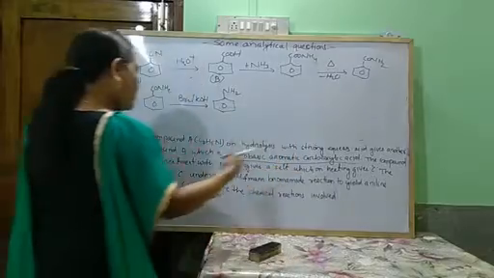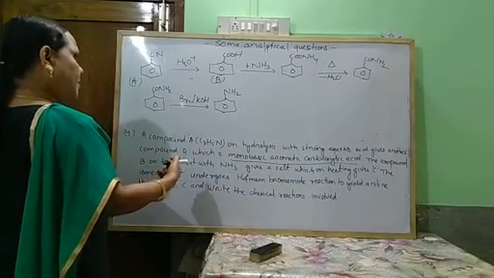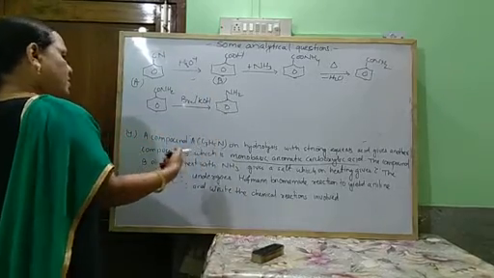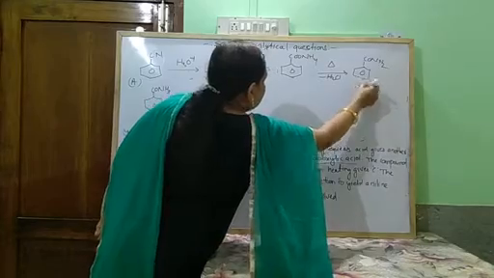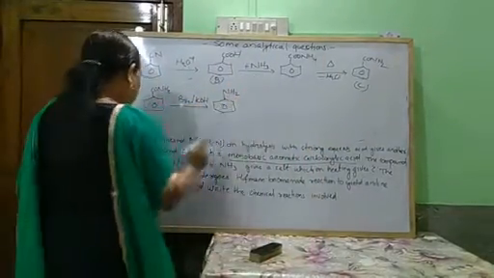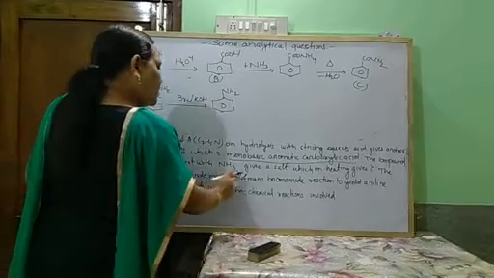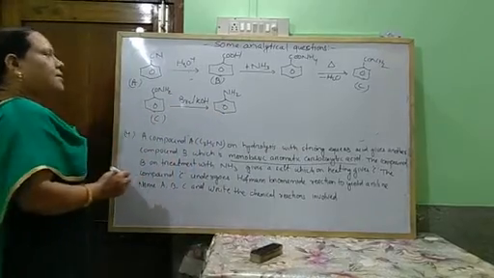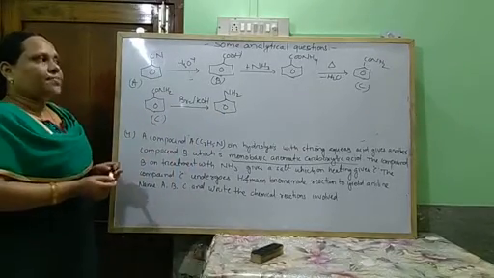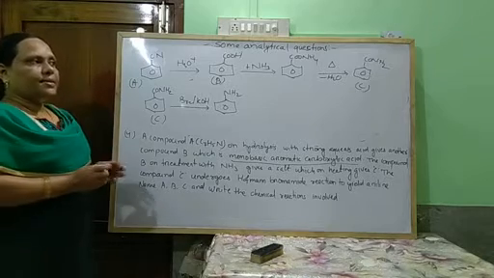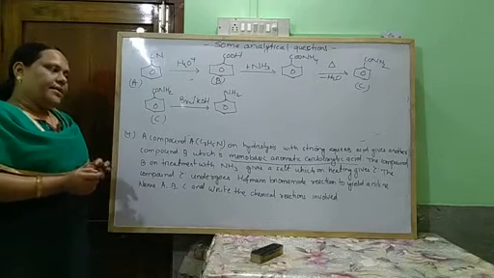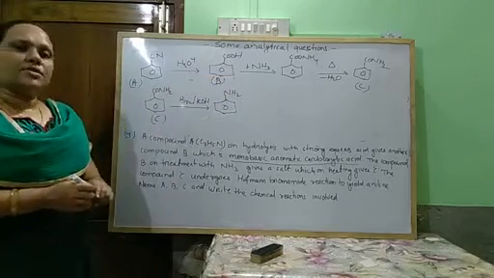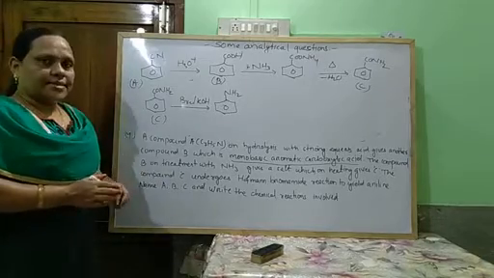The compound B on treatment with ammonia gives a salt. B on heating gives C. C is benzamide, and C undergoes Hofmann-bromamide reaction to form aniline. So A is phenyl cyanide, B is benzoic acid, C is benzamide. And this compound is aniline and that one is the salt of benzoic acid.